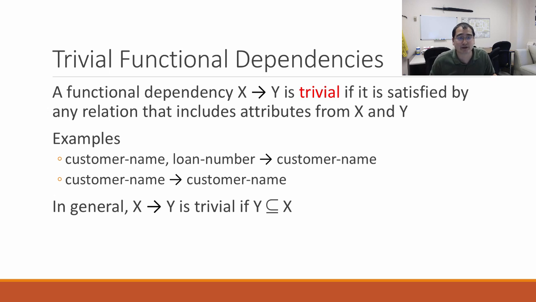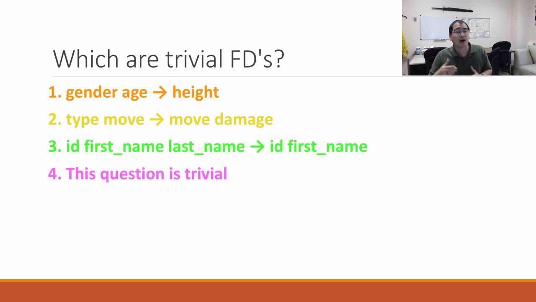Okay, so multiple choice question time. Which of these are trivial functional dependencies? All right, so let's go through them. If I give you the gender and the age and it functionally determines the height, is this a trivial functional dependency? No, it's not. If I give you the type and the move, and this functionally determines move and damage, is this trivial? The answer here is it's actually not.